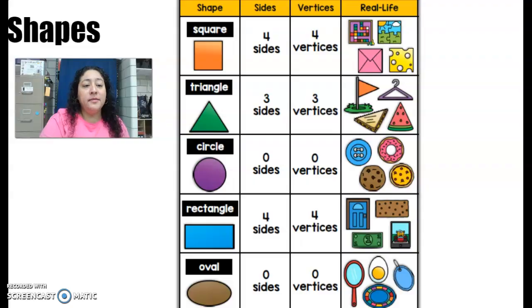So before we start, let's go over what we're going to learn and the steps we're going to take today. Today and this week we're going to learn about shapes. We're going to learn everything about 2D shapes. 2D shapes just means they're shapes that are flat. We're going to talk about the square, the triangle, the circle, rectangle, and oval. We're going to talk about how many sides it has and how many vertices it has, and what a real life object is shaped as.